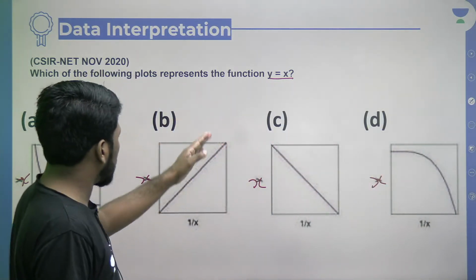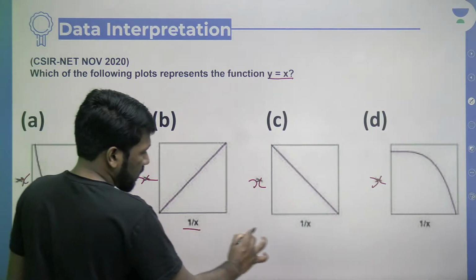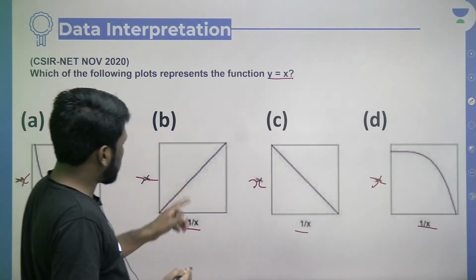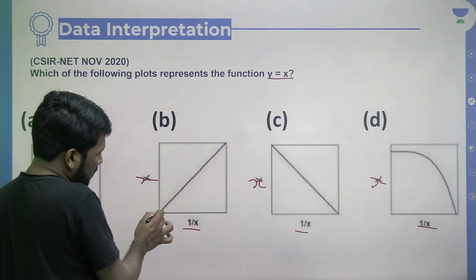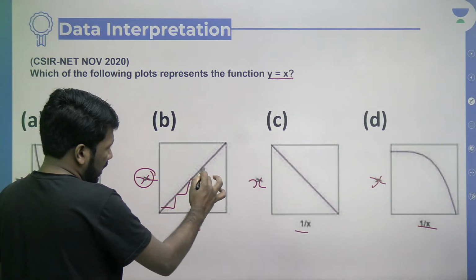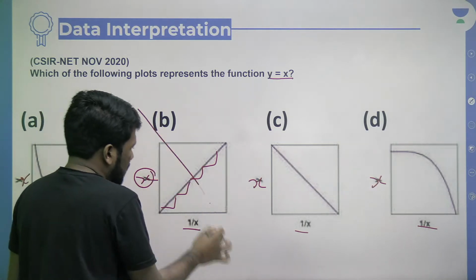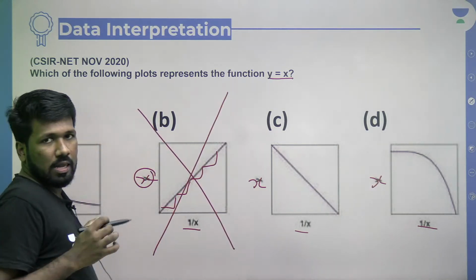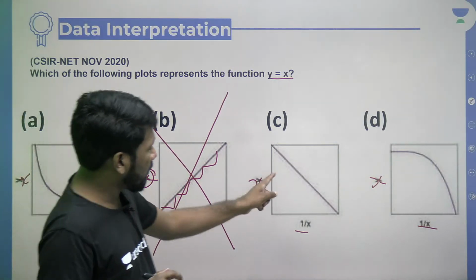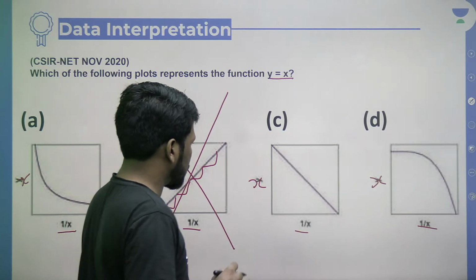So y is equal to x means, but in the x axis it is 1 by x. I hope it is visible properly. 1 by x is in the x axis. Option B is clearly wrong because if it is x here, it should be x here for this to happen. As I told in the previous question, linear graph. So this is clearly wrong. All of you understood why that is clearly wrong.